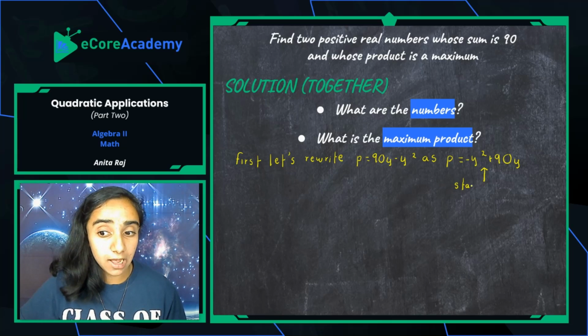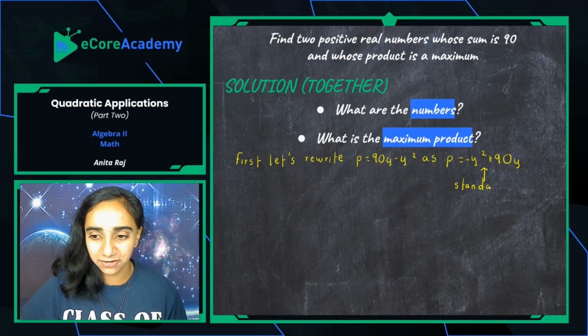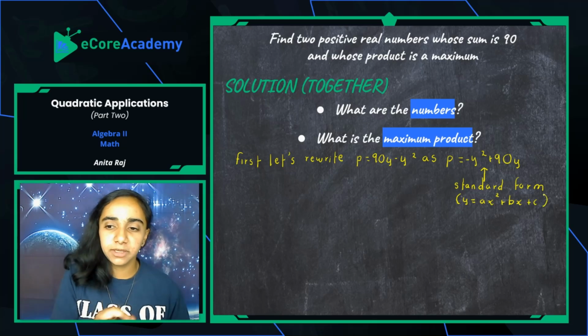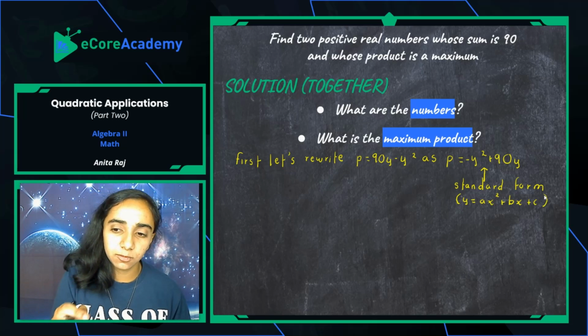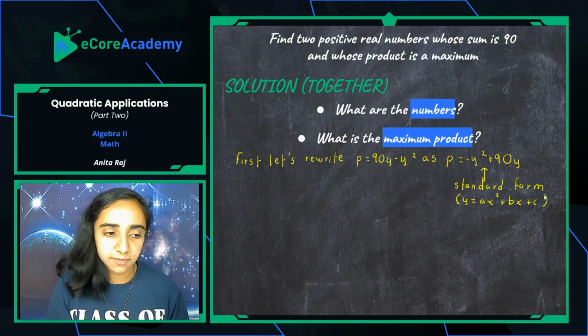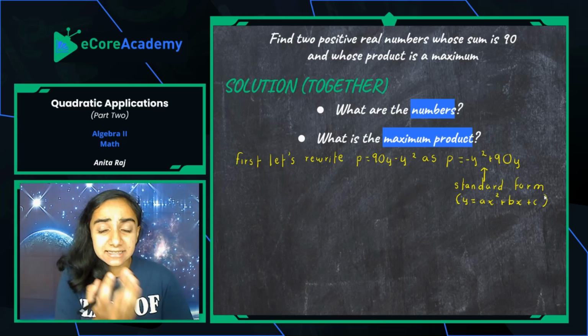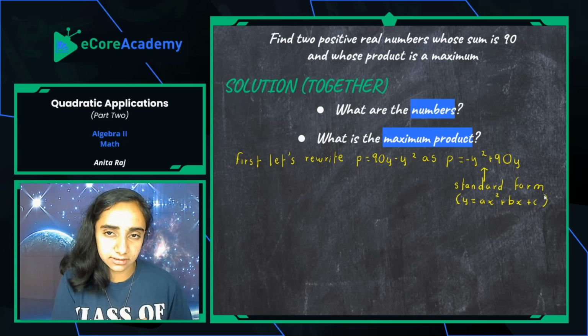Those of you who should not have forgotten, here's standard form rewritten. Standard form, which is y equals ax squared plus bx plus c. So I want you to compare whatever we have, p equals negative y squared plus 90y, to y equals ax squared plus bx plus c, which you should be familiar with. Well, it's not exactly standard form, but we can compare it to standard form.